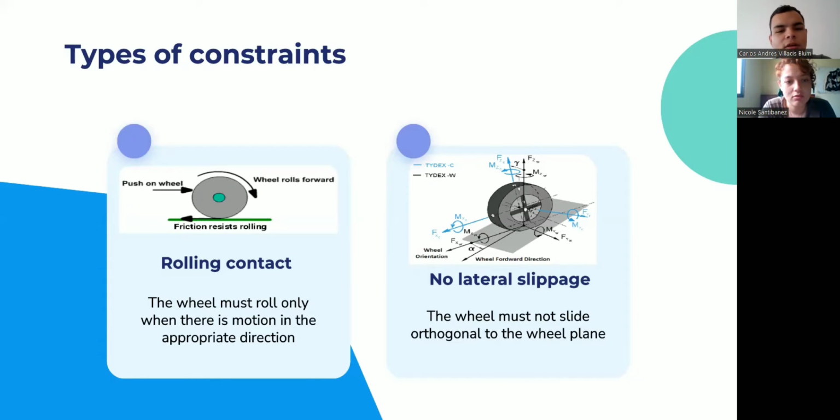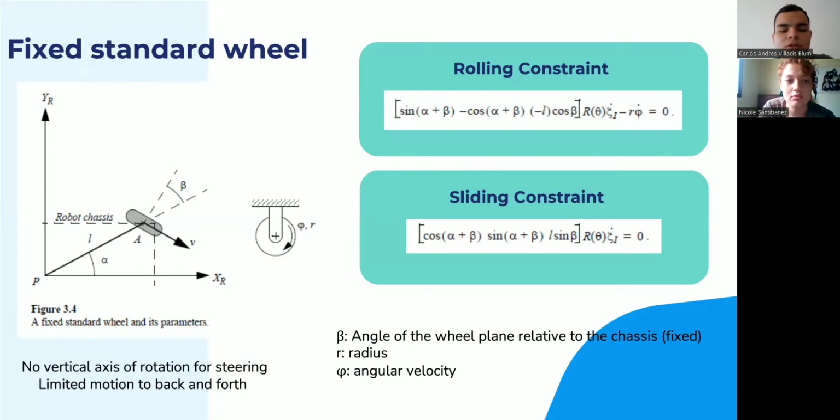The first constraint enforces the concept of rolling contact. The second constraint enforces the concept of no lateral slippage. Fixed standard wheels do not have a vertical axis of rotation for steering. The motion is limited to back and forth along the wheel plane. The point A in the figure indicates the position by a distance L and an angle alpha. Beta is the angle of the wheel plane relative to the chassis. This angle is fixed, and theta is going to be our angular velocity.